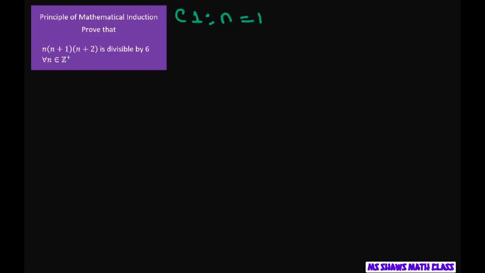So you take your conjecture here and plug it in. So 1, everywhere there's an n, put a 1, and you get 1 times 2 times 3 equals 6. And 6 is divisible by 6.